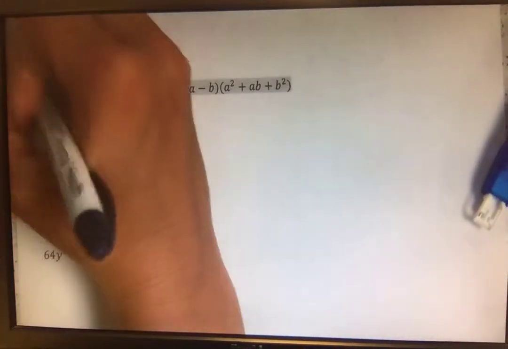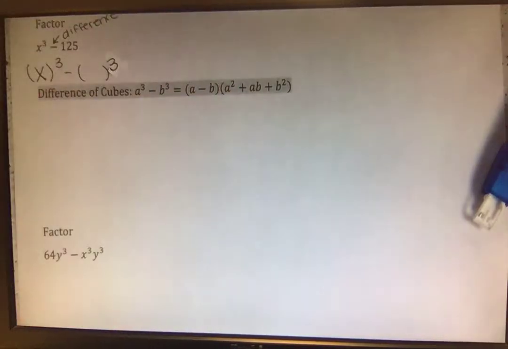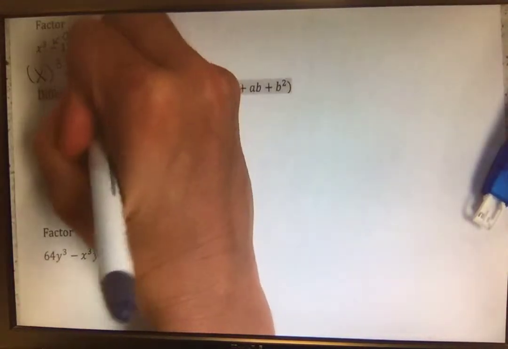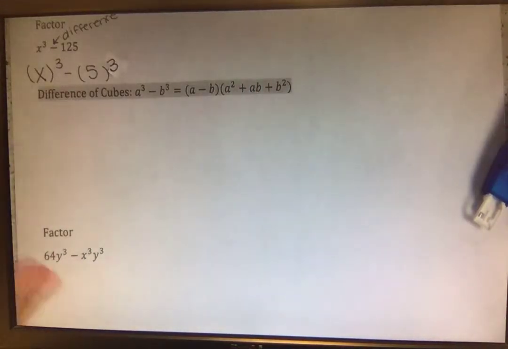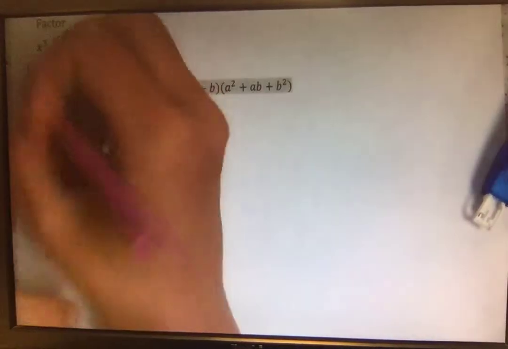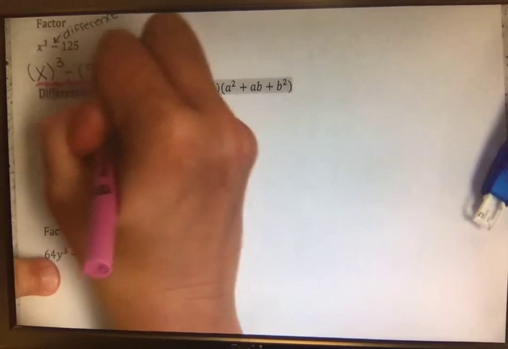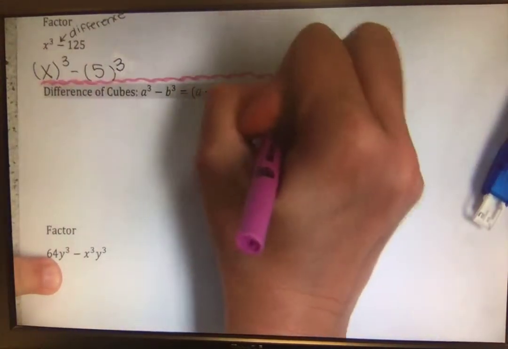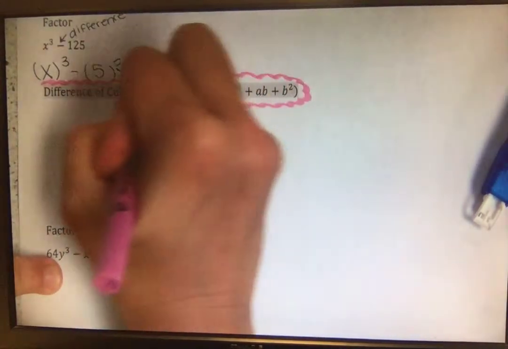So I know x times x times x will give us x cubed. It's a difference, so we are subtracting. 125 is 5 times 5 times 5, so 5 cubed. So just like the sum of cubes problem, we have a difference of cubes formula given to us that we can use to come up with this answer.